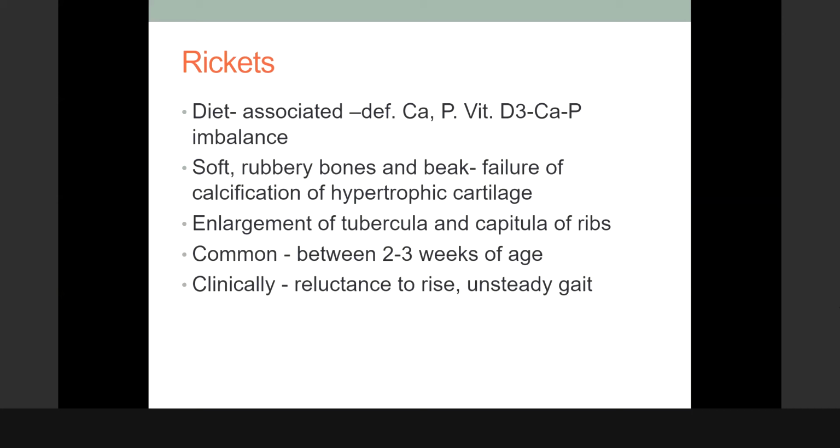If the rib is attached to the spine, right? Our ribs are attached to the spine. The bone that attaches to the spine is the tubercula and capitula. Common between 2 to 3 weeks of age. Clinically, what you'll see is reluctance to rise and unsteady gait.